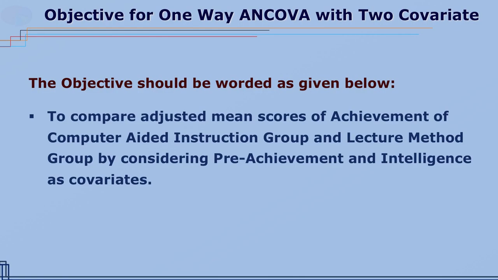Let us take another example where the data can be analyzed with the help of one-way analysis of covariance, but here we are taking two covariates. Now, the objective can be formulated like this: to compare adjusted mean scores of achievement of computer-aided instruction group and lecture method group by considering pre-achievement and intelligence as covariates.